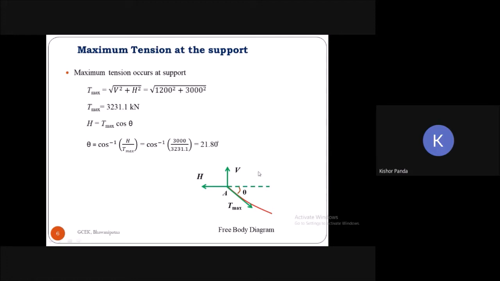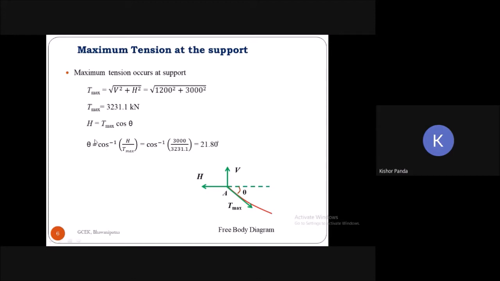Then from this free body diagram at A, this is the vertical reaction, this is the horizontal thrust, and this is the cable. So this is the tension at A. When you draw a tangent to the cable, this is the Tmax. This is tangential to the cable, Tmax. So you take here the horizontal component of Tmax and equate with the horizontal thrust. The horizontal component of Tmax is equal to Tmax cos theta. That is equal to H. H is equal to Tmax into cos theta.